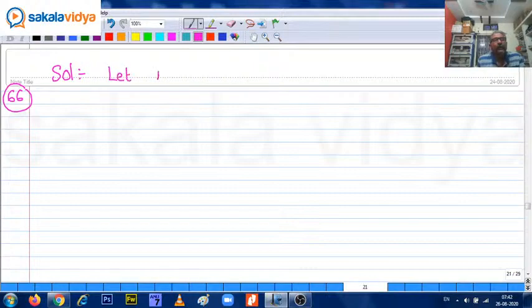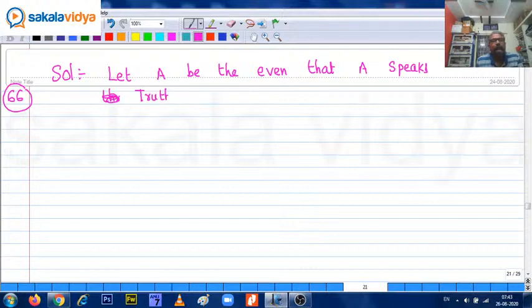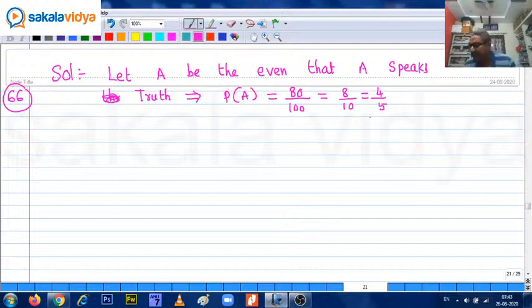Let A be the event that A speaks truth. So P of A is given. Probability that A speaks truth, P of A, is equal to 80%. 80% means 80 by 100, which is 8 by 10, becomes 4 by 5. That means the probability that A speaks truth is 4 by 5.